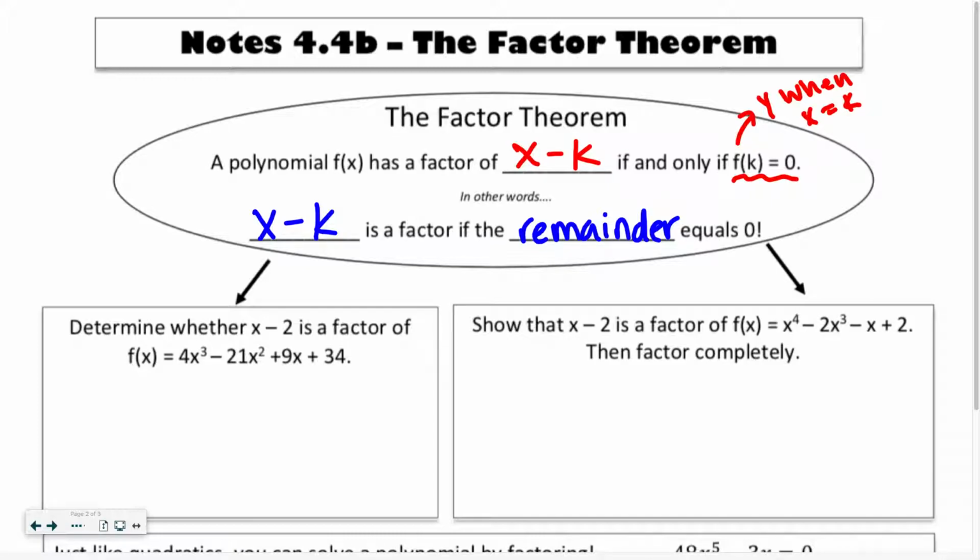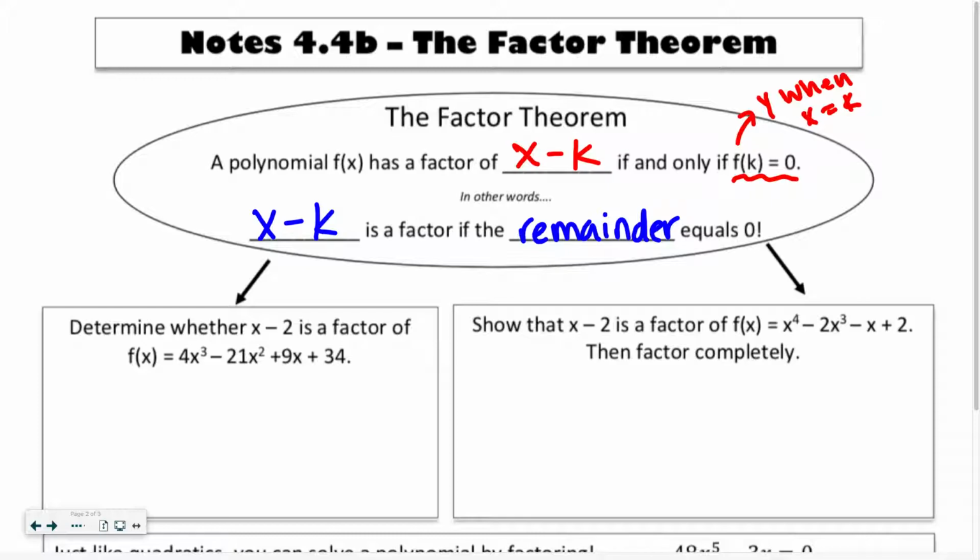Like, think just about numbers, right? What are the factors of 12? 1 and 12, 2 and 6, 3 and 4. Why don't we choose 5 to be a factor of 12? Because if we divide it, it would have a remainder. It doesn't go in nicely, right? So factors are things that go in nicely. Factors are things that give you remainders of 0. So that's all the factor theorem says.